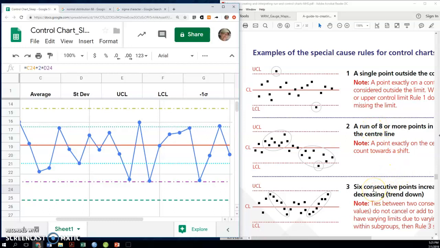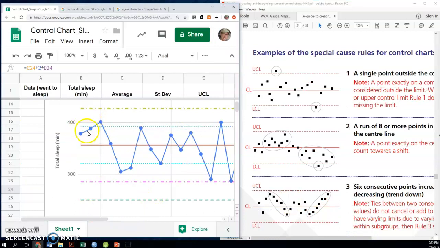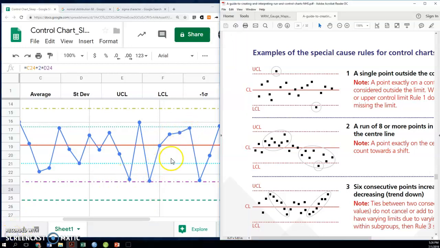What about 6 consecutive points increasing or decreasing? So here I have 3 in a row increasing, then I have 3 in a row decreasing, and then 3 in a row increasing, decreasing. There's really no place. Here's about where I have the most. 1, 2, 3, 4, 5. That's fairly close, but still not 6.